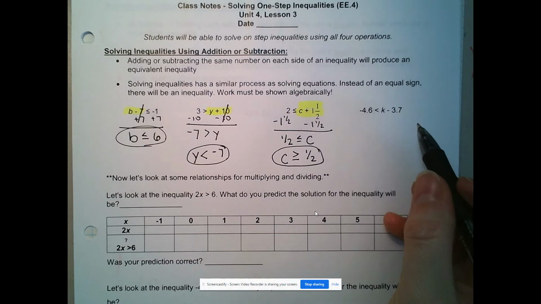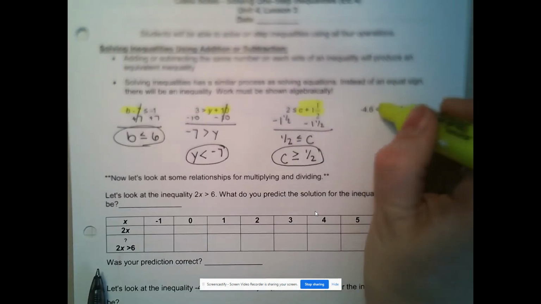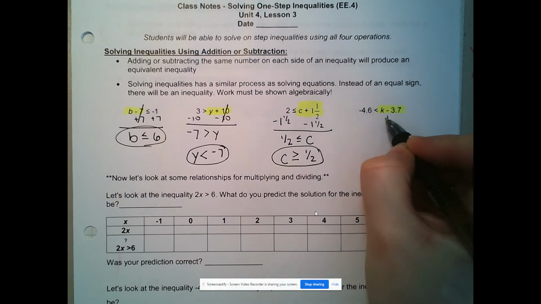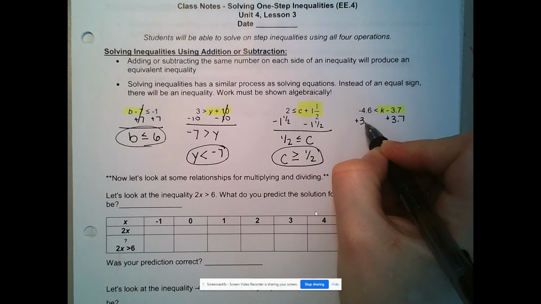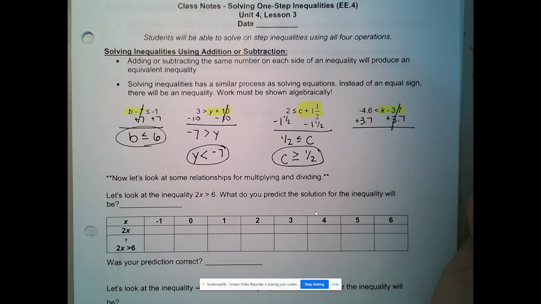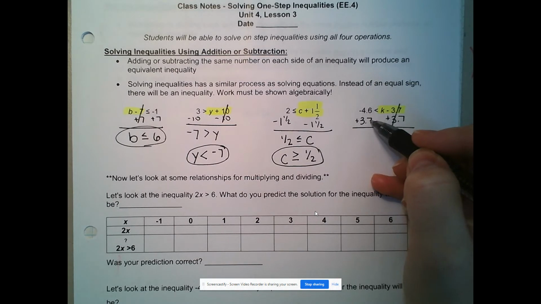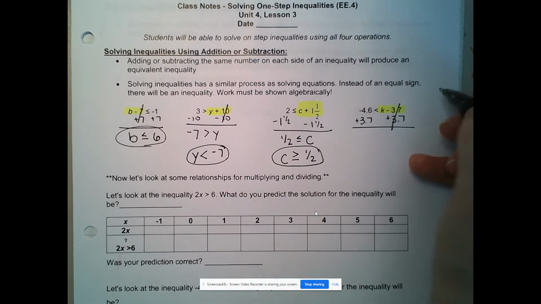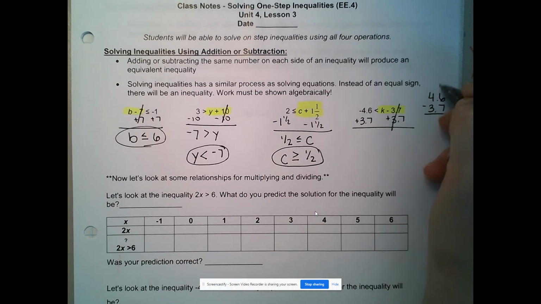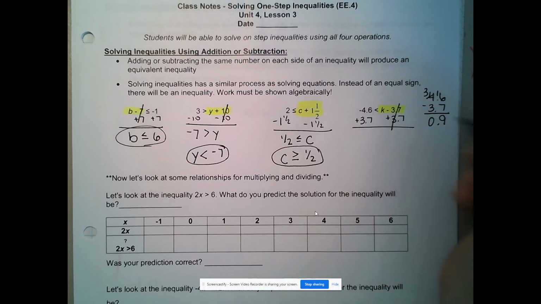And last but not least, decimals work as well. If I have a variable on the right, I highlight the right side, k minus 3.7. I'm going to do the inverse, which is add 3.7 on the right, add 3.7 on the left. Now, you might go, oh, negative 4.6, positive 3.7. I don't know what that is quickly off the top of my head and accurately. One is positive and one is negative, which means I need to find the difference. So off to the side, I might do 4.6 take away 3.7. I might have to borrow from the 4. 16 take away 7 is 9. 3 take away 3 is 0.